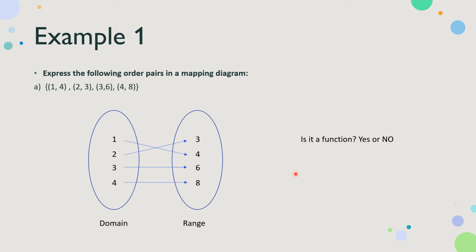So is this a function? In order to be a function, each input must only have one output, or each x must only have one y. So yes, this is a function because each input only points to one output. So this would be considered a one-to-one mapping. Each input points to one output.